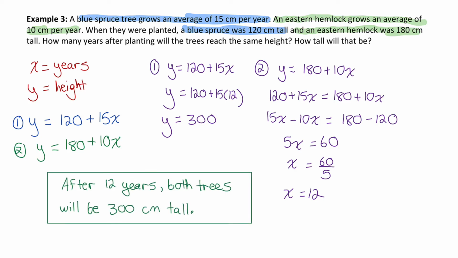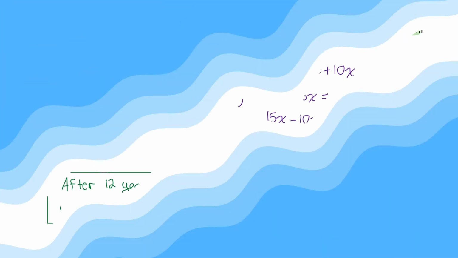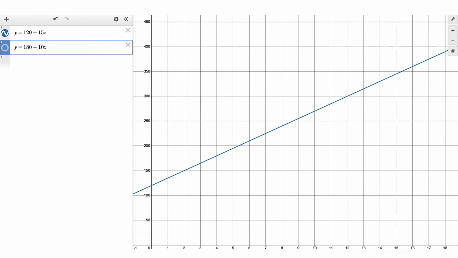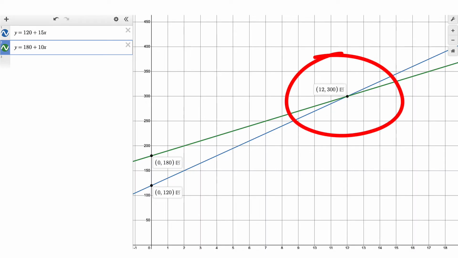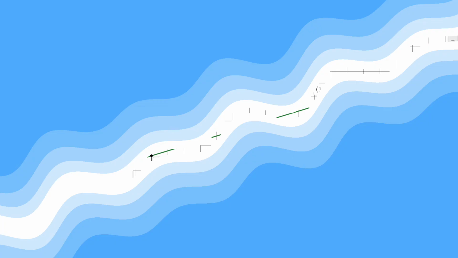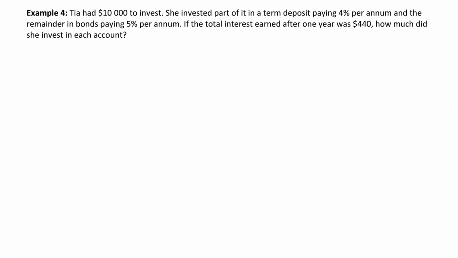And then if we wanted to verify this answer, we could actually graph both of these lines in Desmos and check and make sure that's the correct point of intersection. So if I graph the blue spruce and the eastern hemlock, I see the blue spruce started at 120, the eastern hemlock started at 180, but because the blue spruce grows faster, after 12 years, I see that they intersect. They intersect when they both have a height of 300 centimeters. And now let's move on to example 4.